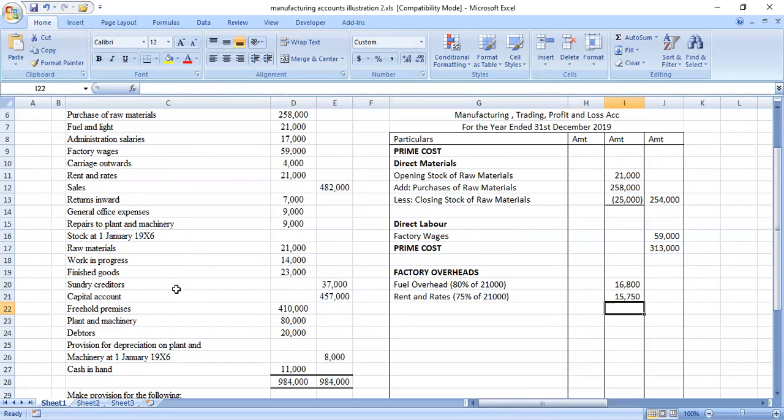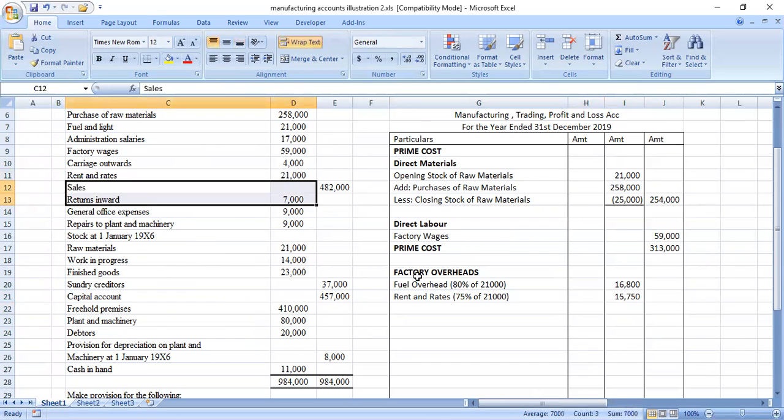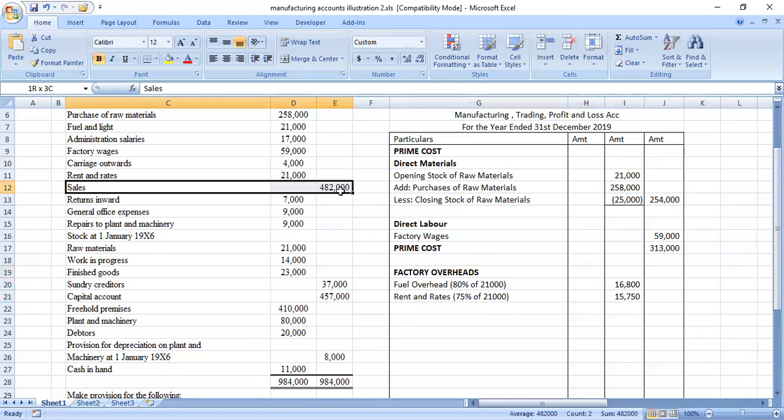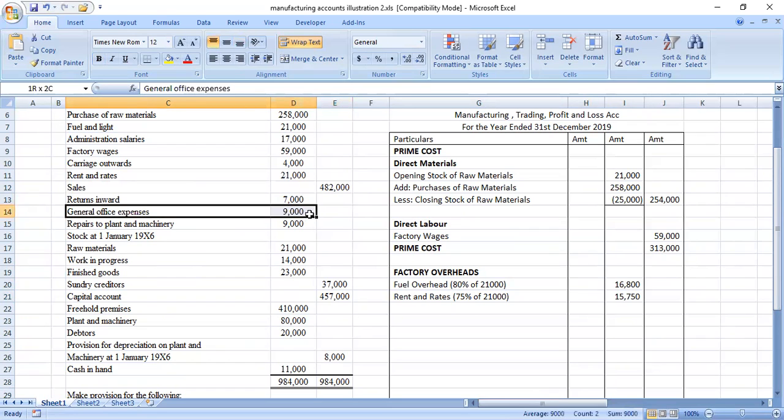Yes. Sales is not, they are still under factory overheads, yeah? So you're trying to identify factory overheads here. Sales is not a factory overhead. Returns inwards, tender kwa sales. General office expenses, you see a factory overhead. That has not been incurred in the factory. It has been incurred in the office, sindio?